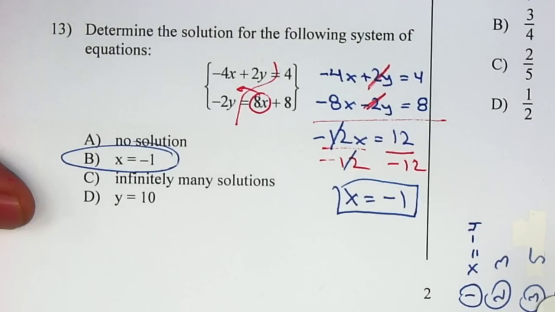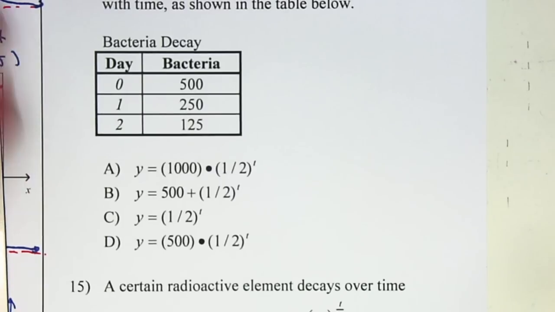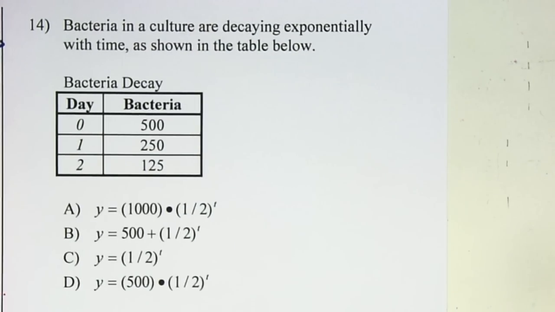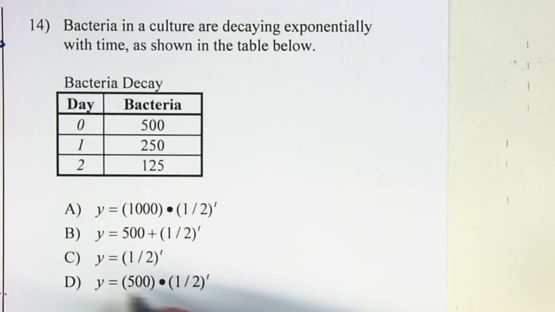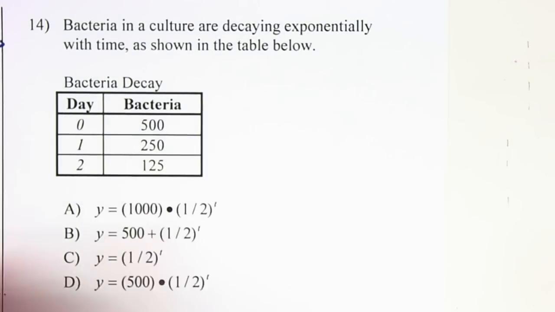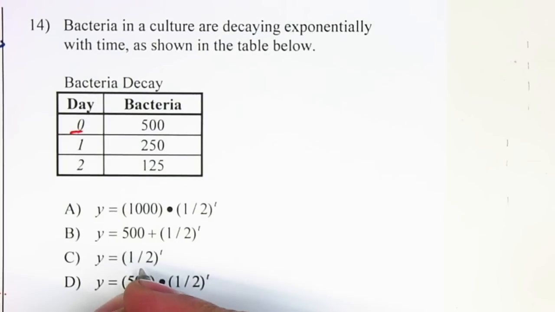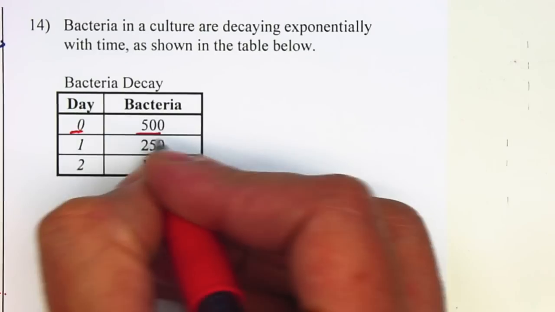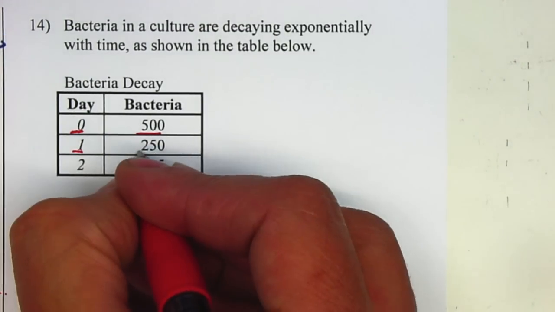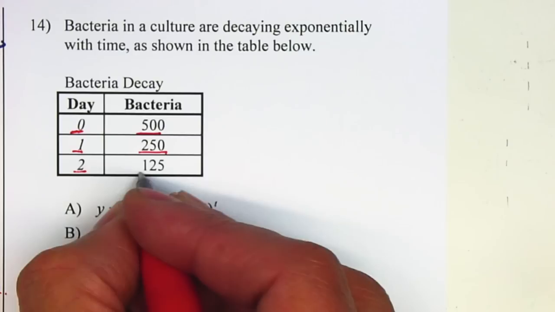Let's continue with number 14. It says the bacteria in a culture are decaying exponentially with time, as shown in the following table. Which is the correct function that will give you this table? That means that if you plug in a 0, which function or which equation will give you 500? If you plug in a 1 into the t, which equation will give you 200? And if you plug in a 2, which one will give you 125?